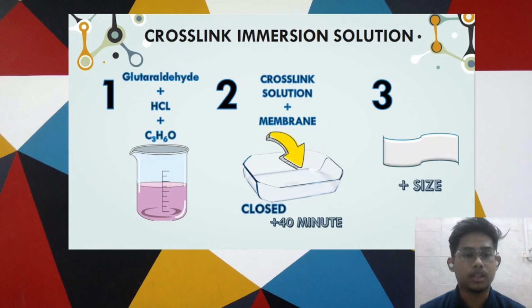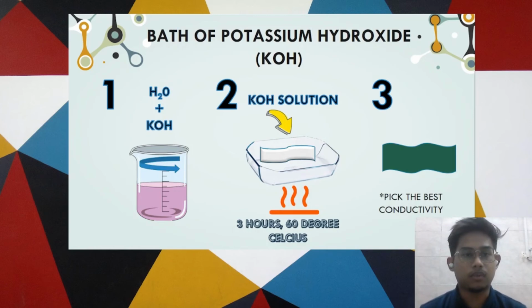We mix glutathione, hydrochloric acid, and acetone. And after that, we transfer the solution and the membrane into the glass container and we close for 40 minutes. And lastly, we can see the membrane become bigger. And lastly, for bath of potassium hydroxide, we mix water and potassium hydroxide, then we transfer the solution and the membrane in the glass container for 3 hours and we heat at 60 degrees Celsius. And lastly, we can choose the best conductivity.